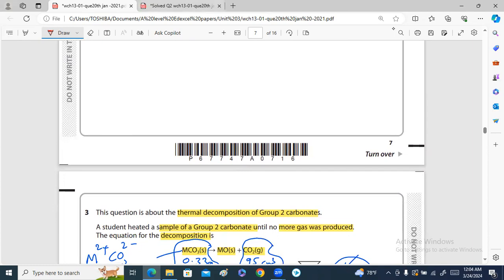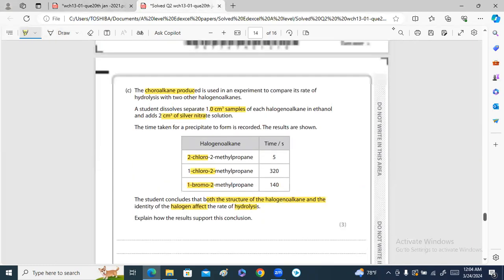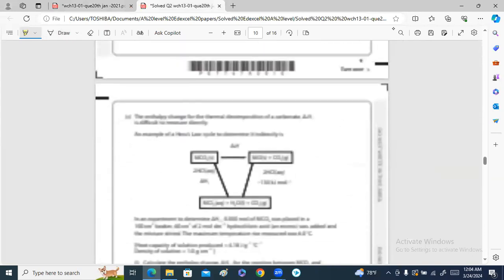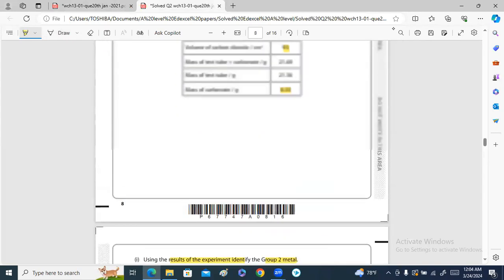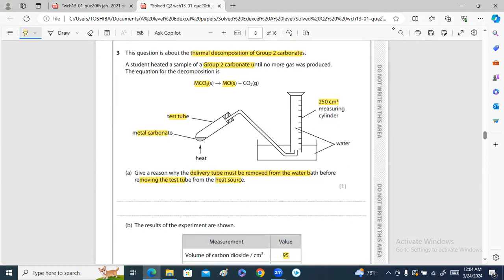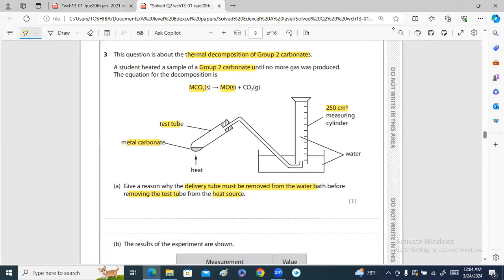Okay, now look at question number 3. This question is about the thermal decomposition of group 2 carbonates. A student heated a sample of group 2 carbonate until no more gas was produced. And this is the apparatus construction: a group 2 carbonate decomposes to give metal oxide and carbon dioxide. So this is a metal carbonate heated.